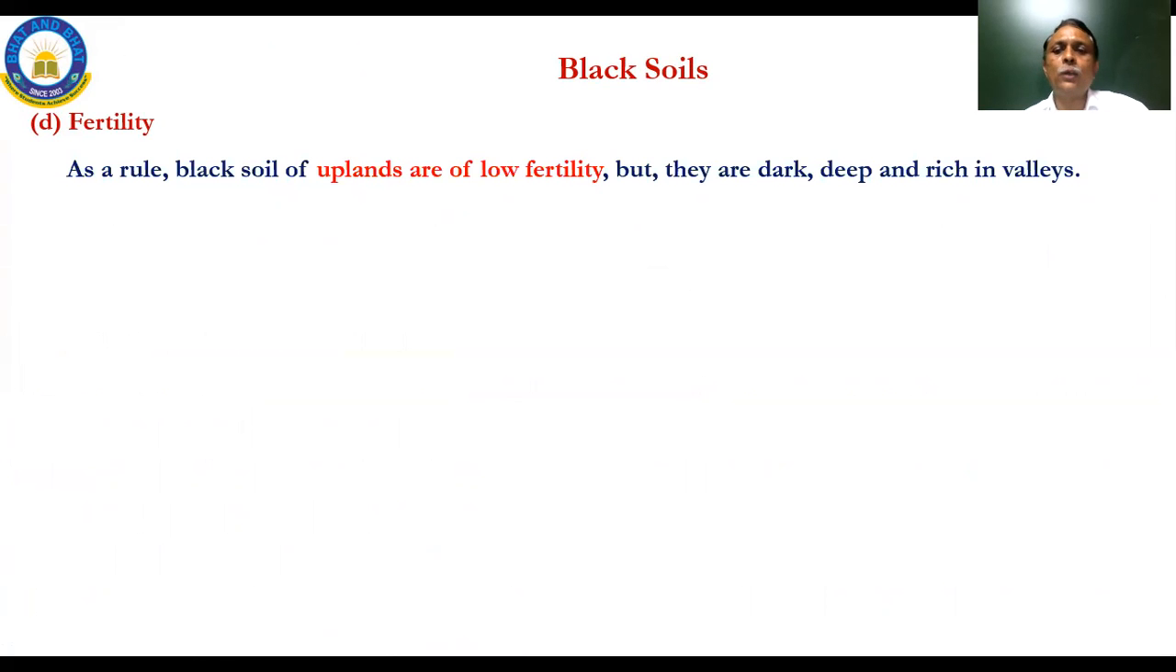As a rule, black soils of uplands are of low fertility, but they are dark, deep, and rich in valleys. The Narmada that we saw, we have a large valley, and wherever the river is shallow or where there is no valley, the fertility is low, but they are very fertile when it comes to deep valleys.